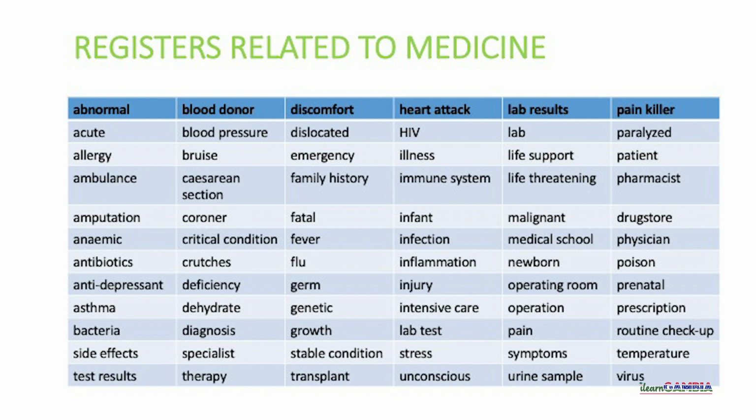If you want to treat bacterial-related disease infections, you use antibiotics. You have antidepressants, you have asthma, a kind of disease. You have bacteria, side effects, okay? If you take medicine, some medicines have side effects. Test results, okay? Test results. Blood donor is somebody who donates blood to a patient. You have blood pressure, bruises, cesarean section, like an operation.